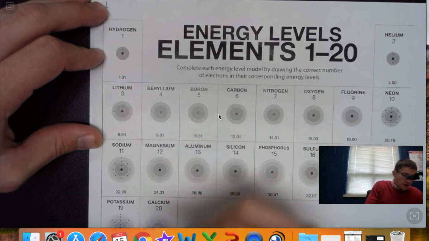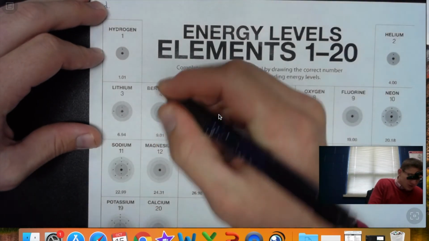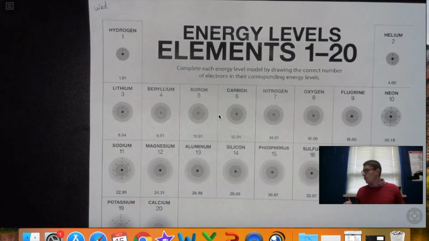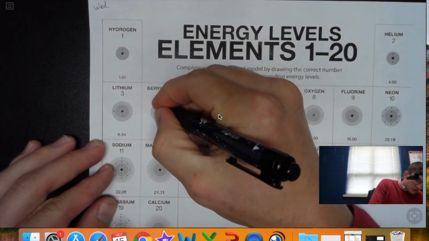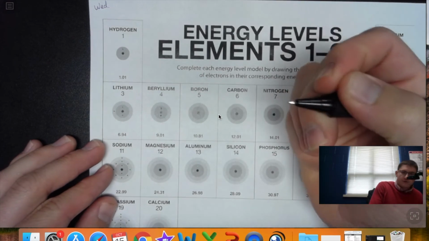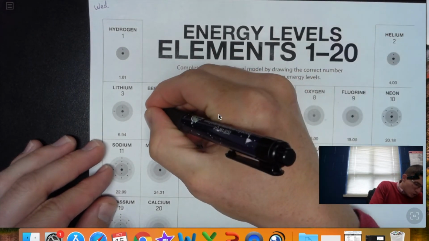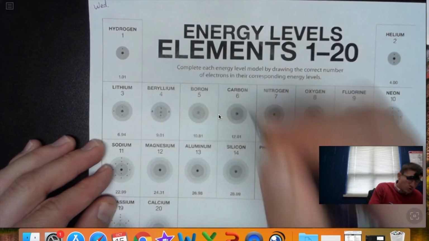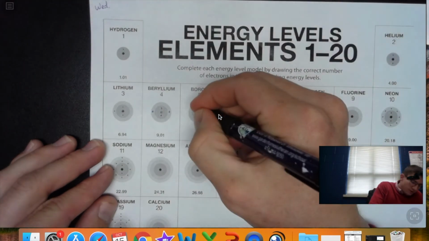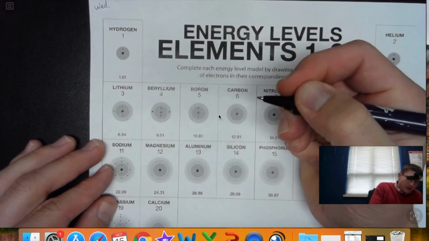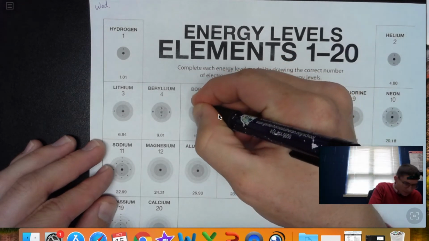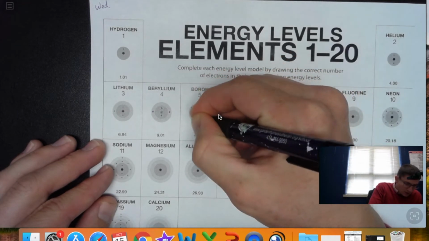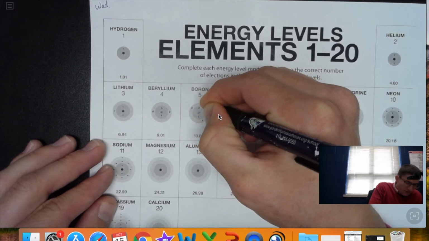Number 4, beryllium, obviously has 4 protons because of the indicated 4 as the overall number. Mr. Shane's got to get his pen to work. There it is. You've got 2 electrons in the first energy level, and then 4 gives us a total of 4, so there's going to be 2 electrons, 1, 2 in the next energy level. 5, there's always 2 in that first level. 5, boron has 5 protons and 5 electrons, so 1, 2, 3, 4, 5.